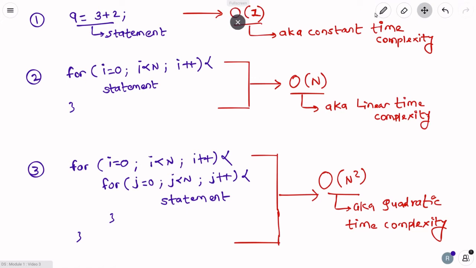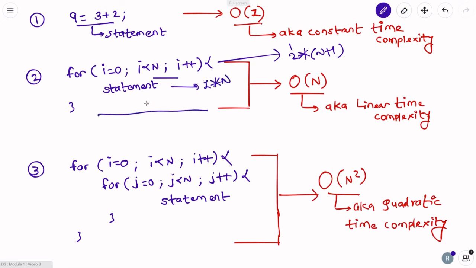If we calculate the actual running time, the assignment statement is taking 1 unit of time. These two statements are taking 2 units of time, and they're going to execute for n plus 1 times. And this statement is taking 1 unit of time, and it is going to execute for n times. So the actual running time of this program is 1 plus 2n plus 2 plus n, which is nothing but 3n plus 3.